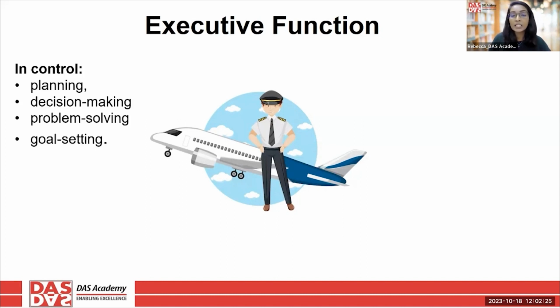A pilot is responsible for flying the plane, taking off, navigating, making decisions during the journey, and landing safely. And similarly, executive function is in control of your cognitive processes, which includes planning, decision-making, problem-solving, and goal-setting.